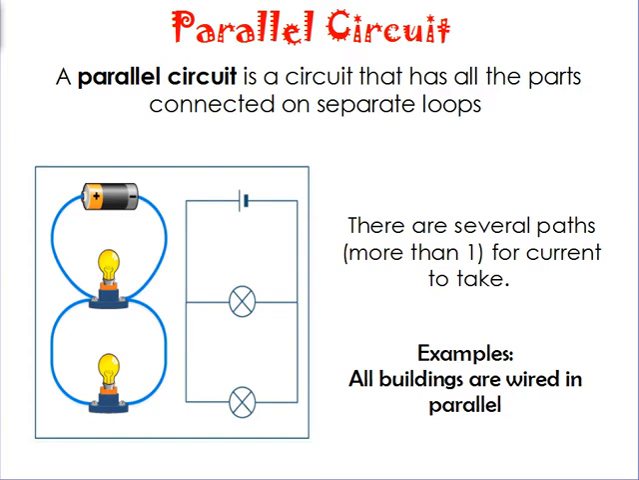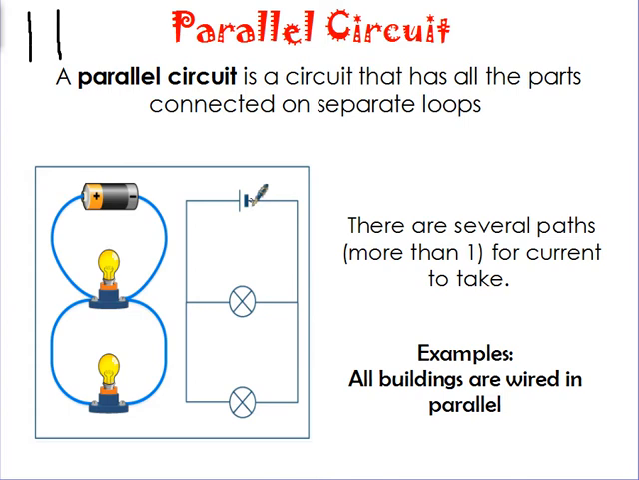The second type of current circuit you're going to be dealing with is called a parallel circuit. Now, from math class, you know that parallel means that they are parallel from each other. They're going to be the exact same, just across from each other. So a parallel circuit is a circuit that has many separate loops. There's several paths. In other words, there's more than one path for the current to take. In other words, it's a detour.